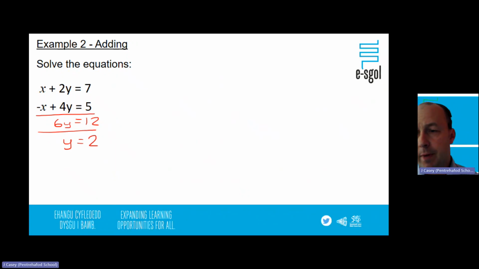So I now need to sub in y equals 2. I'm going to substitute it back in. I can pick any equation I want, really. I don't know, I think I'll pick this top one.